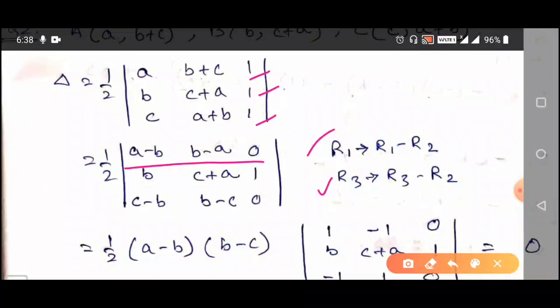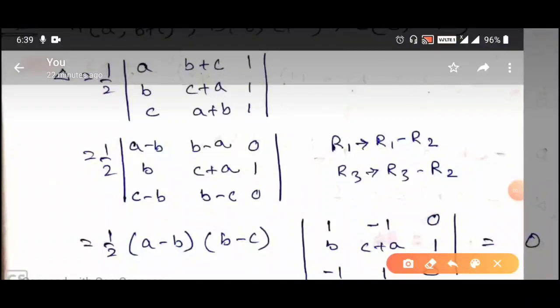3 is replaced by row 3 minus row 2. So row 3 will be C minus B, B minus C and 0. So from row 1 and row 3 we can take out A minus B and B minus C. Then after doing the calculation of this determinant we will get the answer 0.